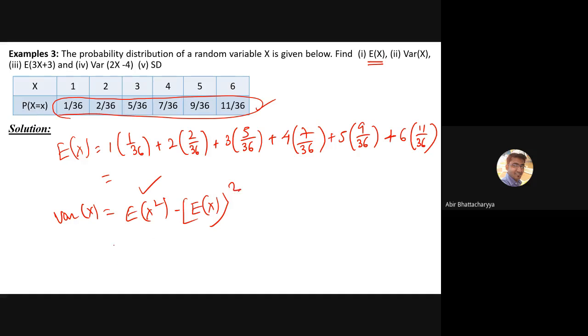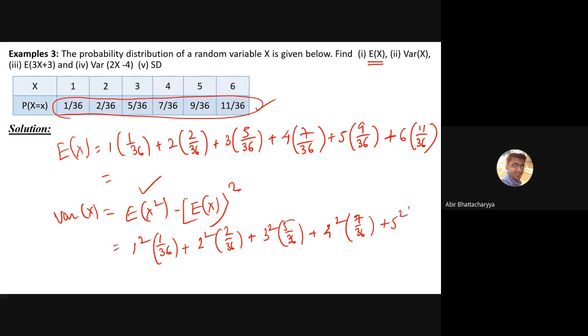So what is expectation of x square? It is 1 square times 1 by 36 plus 2 square times 2 by 36 plus 3 square times 5 by 36 plus 4 square times 7 by 36 plus 5 square times 9 by 36 plus 6 square times 11 by 36, minus expectation whatever.